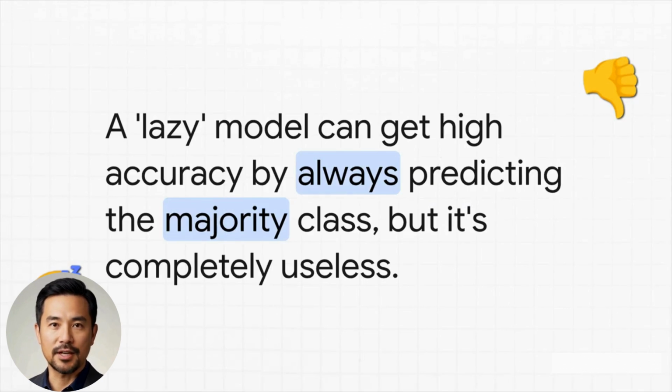So here's the crucial part. What if we built a lazy model, a model that doesn't even bother to learn anything and just predicts orange every single time? Well, since 83% of the pumpkins are orange, it would have an 83% accuracy score. On paper, that sounds pretty decent, right? But in reality, it's completely useless. It has zero ability to find even one white pumpkin. Accuracy on its own has totally let us down.